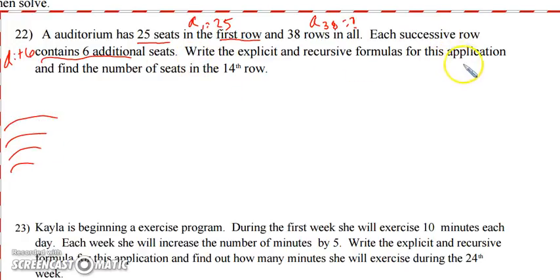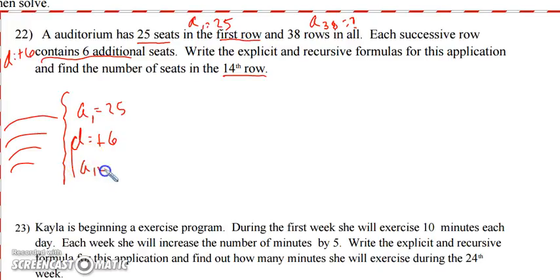Write the explicit and recursive formulas. One thing you want to do is organize your information. A1 is 25. Then I want you to find the 14th row. We don't know A38. That turned out not to be really valuable. Apologize for my board doing that. The difference is plus 6, and we're finding A14. We don't know it. So to get started, we want explicit and recursive.